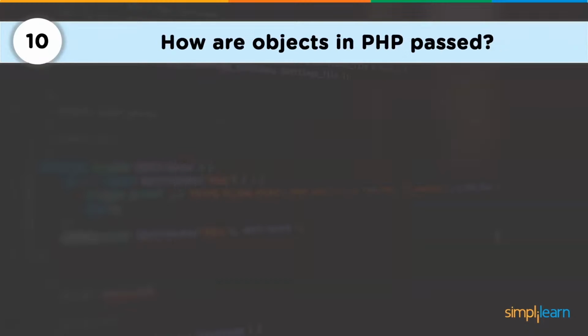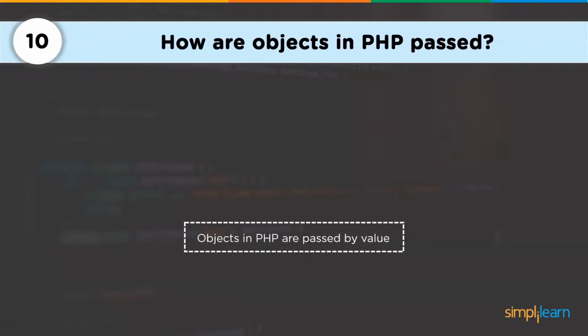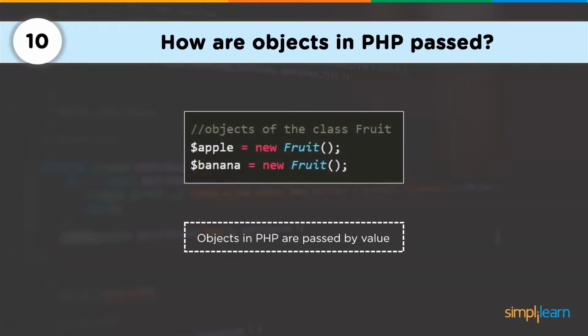Next, how are objects in PHP passed? So objects in PHP are always passed by value, not by reference.